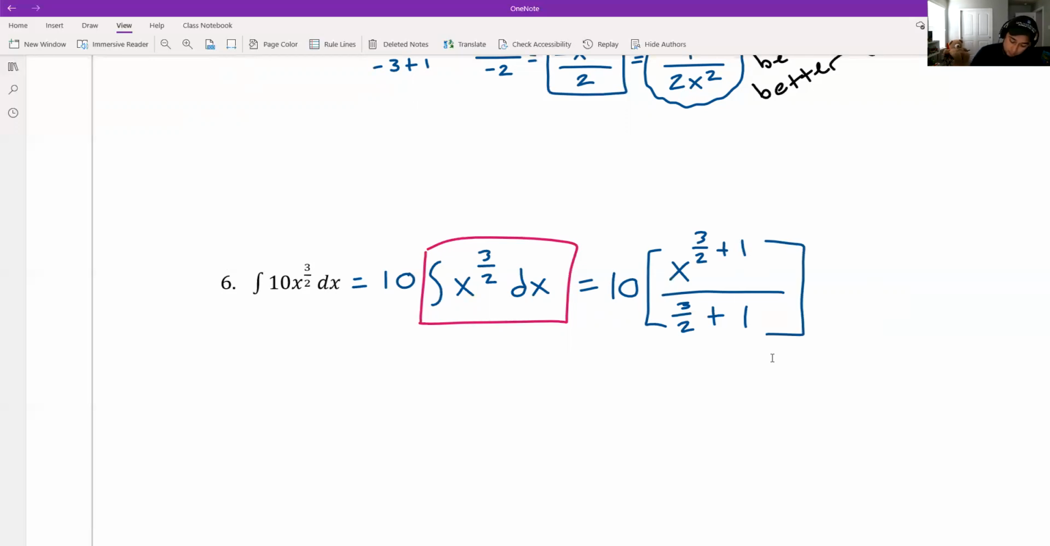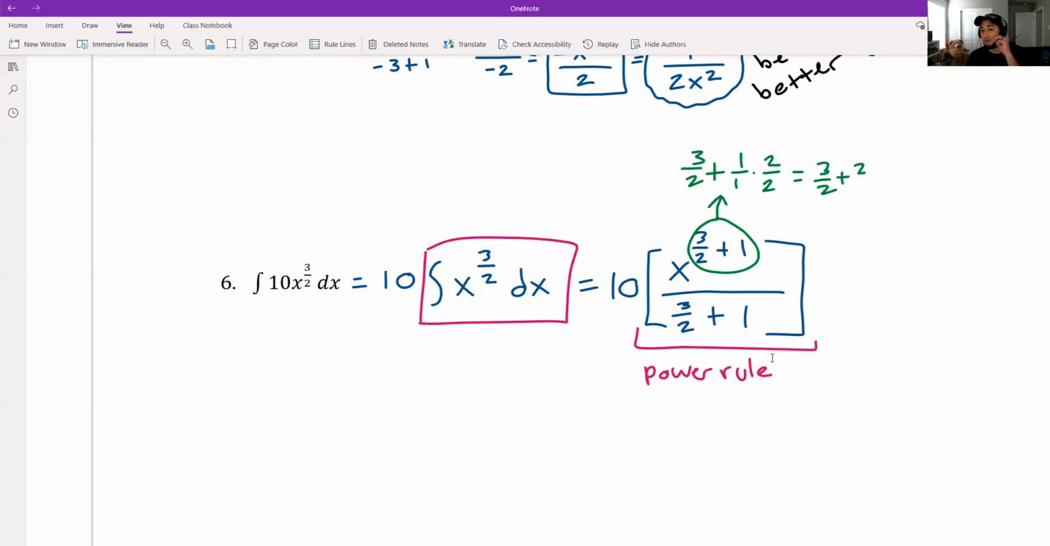Once again, power rule. Okay, and then this 3 halves plus 1, I change the 1 to a fraction of 1 over 1. I get a common denominator of 2, which gives me 3 halves plus 2 halves, which gives me 5 halves. So that's where we're going next. Equals 10 times x to the 5 halves over 5 halves.